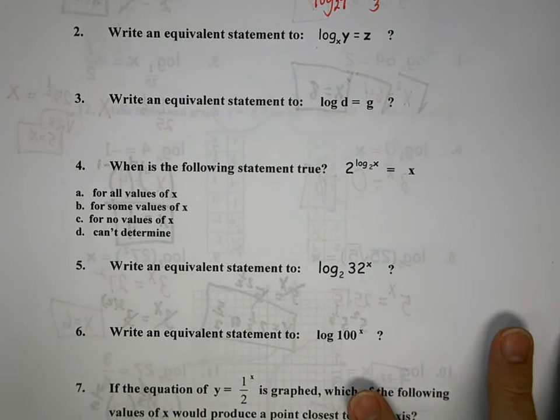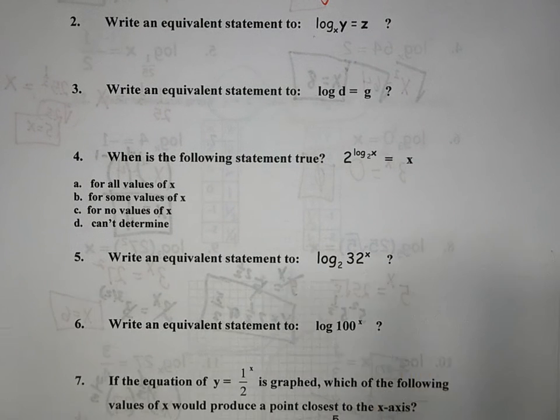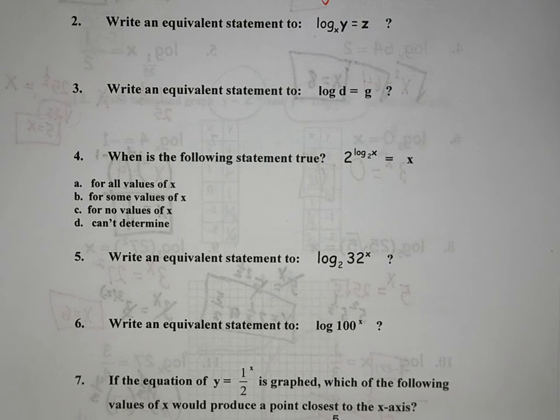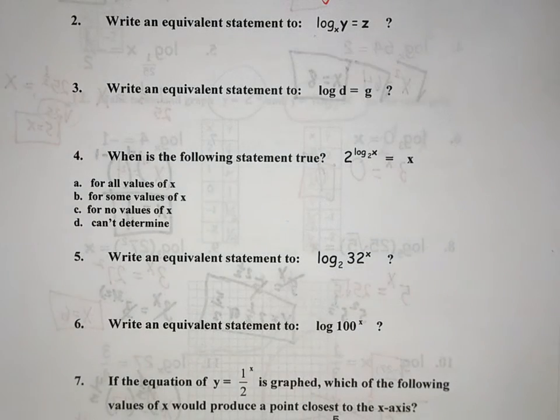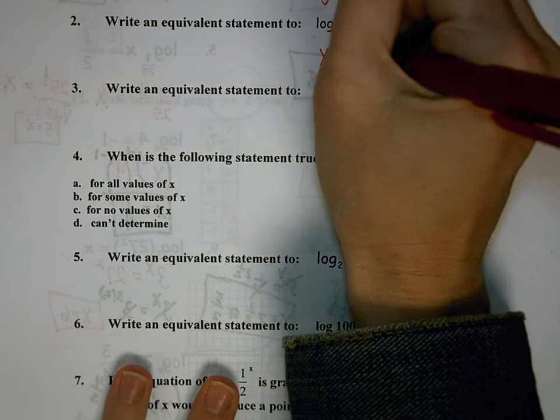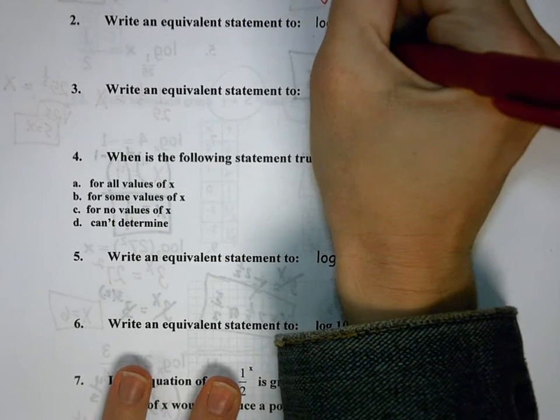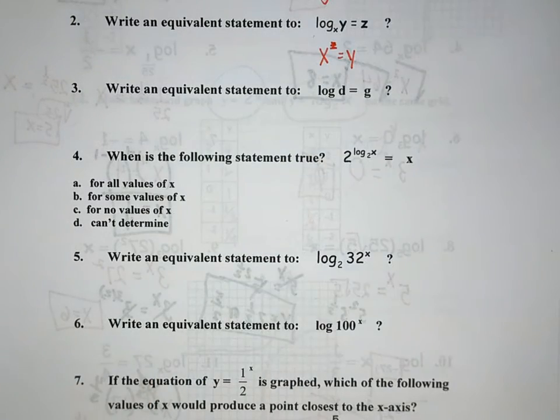Exponential form. Good. So I'll give you a second to try this. And then I'm going to pull a popsicle stick, and I want someone to tell me what that is in exponential form. Eddie, you were the lucky one. How do I write that in exponential form? X to the z equals y. Perfect. X to the z equals y is correct.